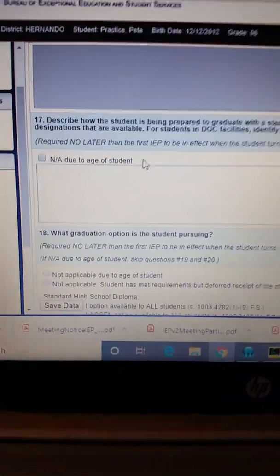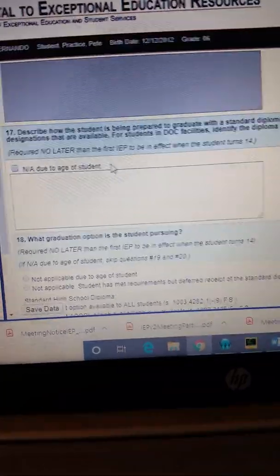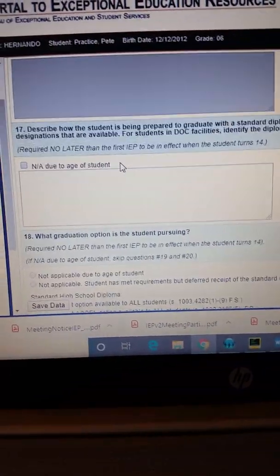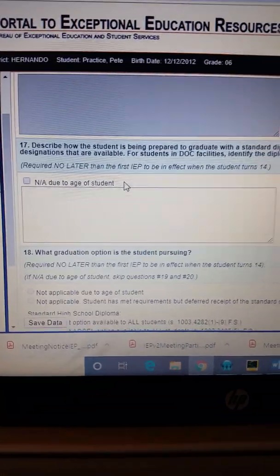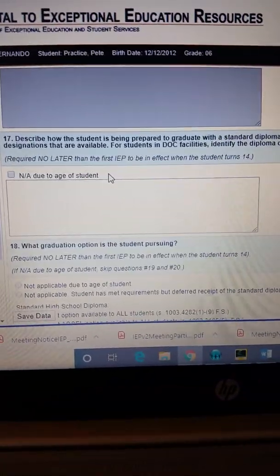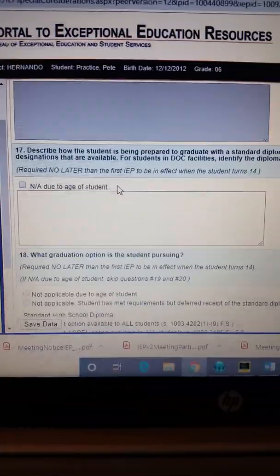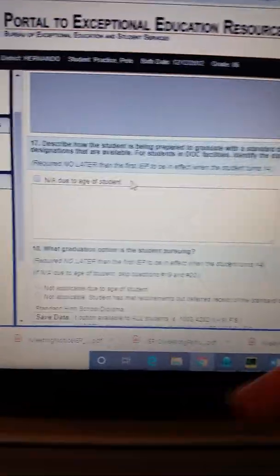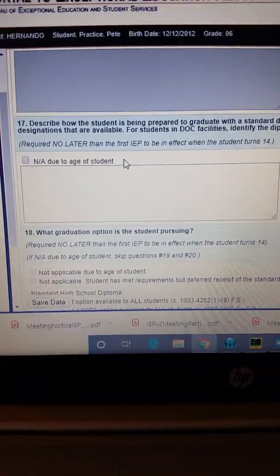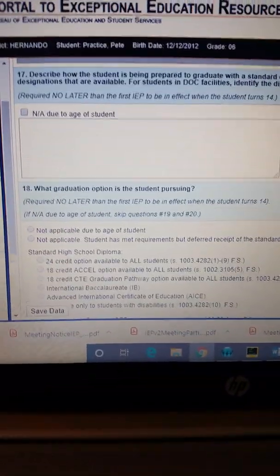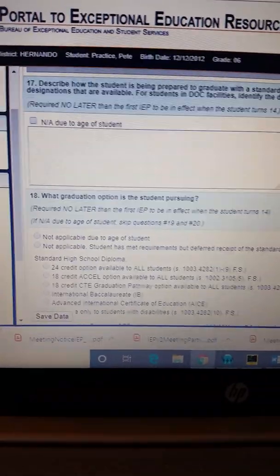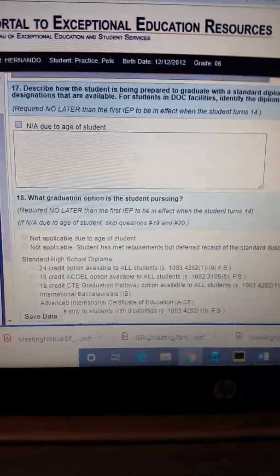Then right here is describe how the student is being prepared to graduate with a standard diploma, and how the parents have been informed of the standard diploma options. As a team, we talk about graduation when they turn 14, or within the IEP where they turn 14. It doesn't mean that they're locked into the 24 credit option. It just means this is where we start discussing it, and we can always provide the information for the transition. In that transition folder, there's some graduation requirement information that we can go get.